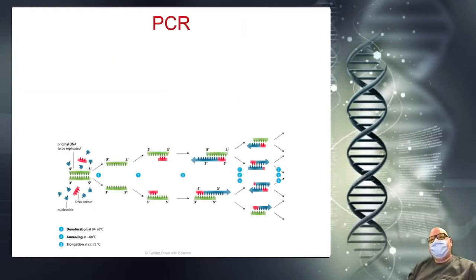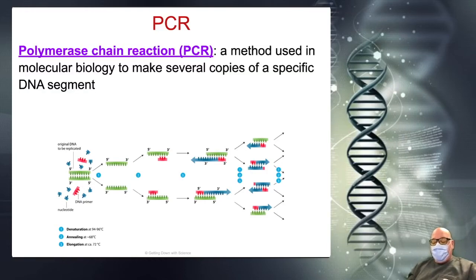Okay. PCR is basically a DNA copying machine. Okay. That stands for polymerase chain reaction. Okay. You've probably heard of polymerase before. And so in this, we take a segment of DNA and we make millions and millions of copies of it.